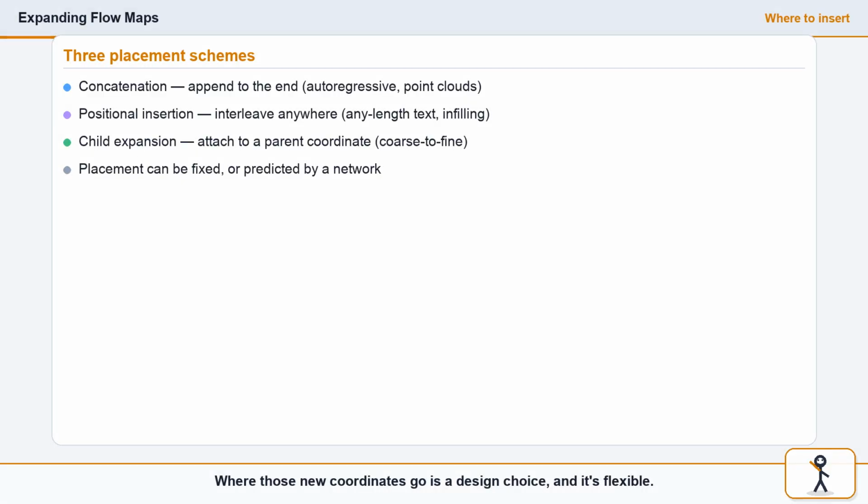Where those new coordinates go is a design choice, and it's flexible. You can concatenate them at the end, which is natural for autoregressive sequences or point clouds. You can interleave them at chosen positions, which suits any length text or infilling. Or you can attach each new coordinate to a parent, which is perfect for coarse-defined structure.